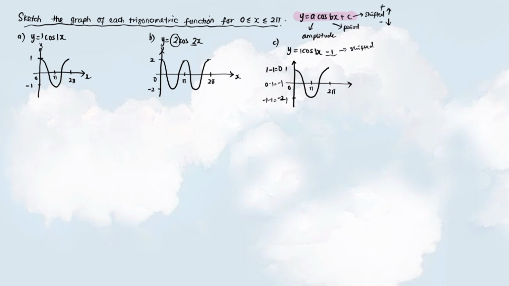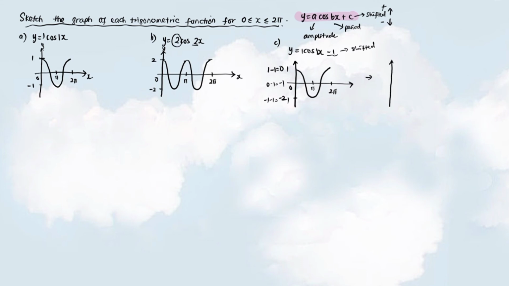So let's see what the graph looks like. Here is the x-axis. So 1 cycle to reach pi, 0. The minimum is negative 2, the maximum is 0. So this is the graph of y equal to cos x minus 1.